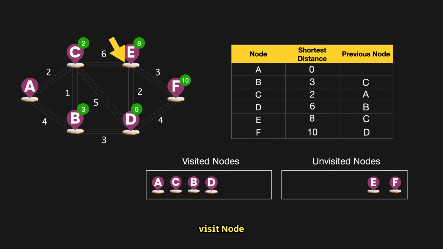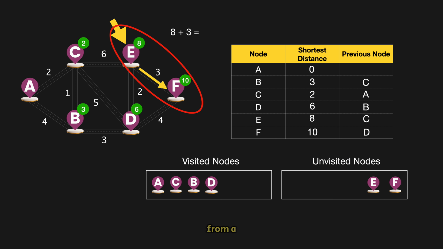Next, we visit node E. The only neighbor left to check is node F. The distance from A to F through E is 11. That's 8 from A to E plus 3 from E to F. But since the distance of 10 we found earlier is shorter, we don't update the table. Now we can mark node E as visited.